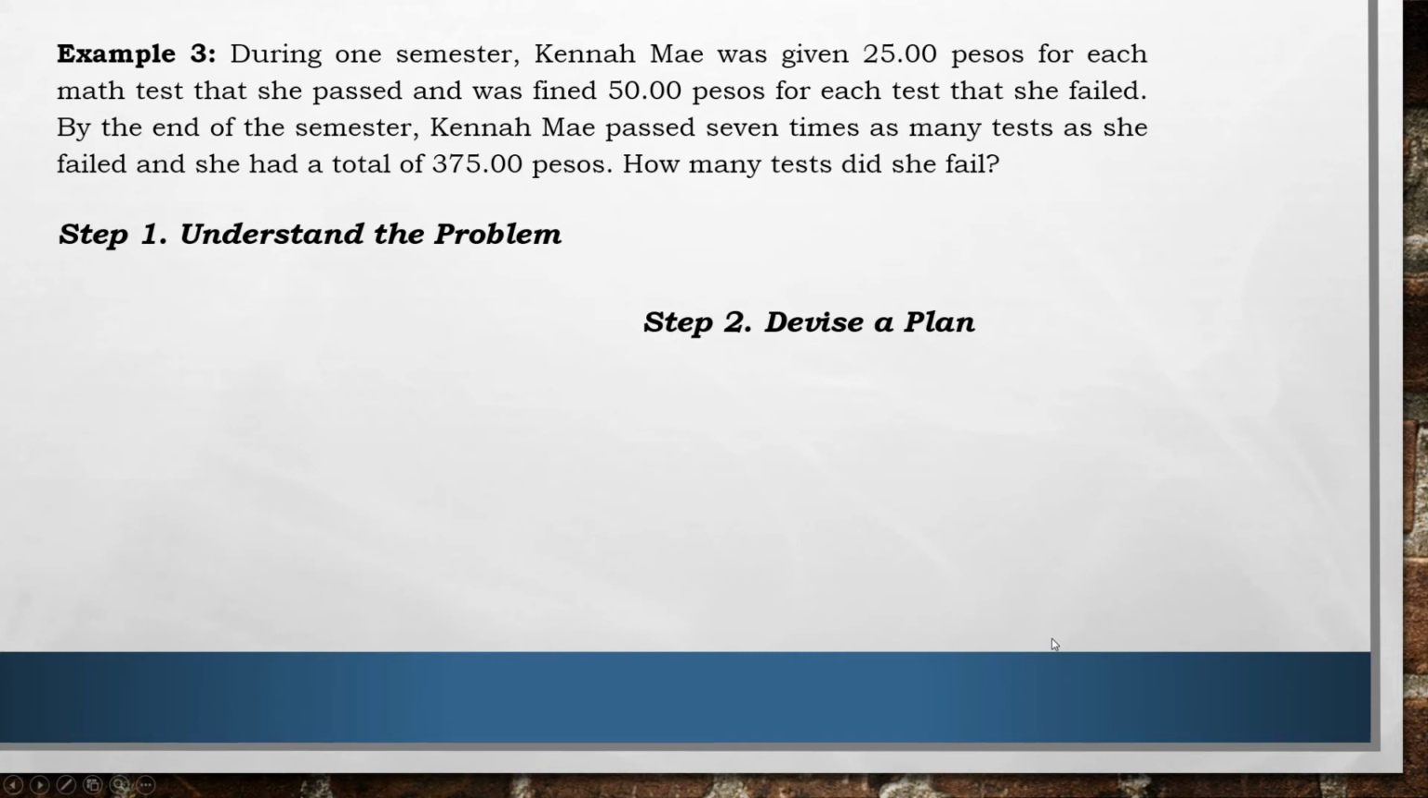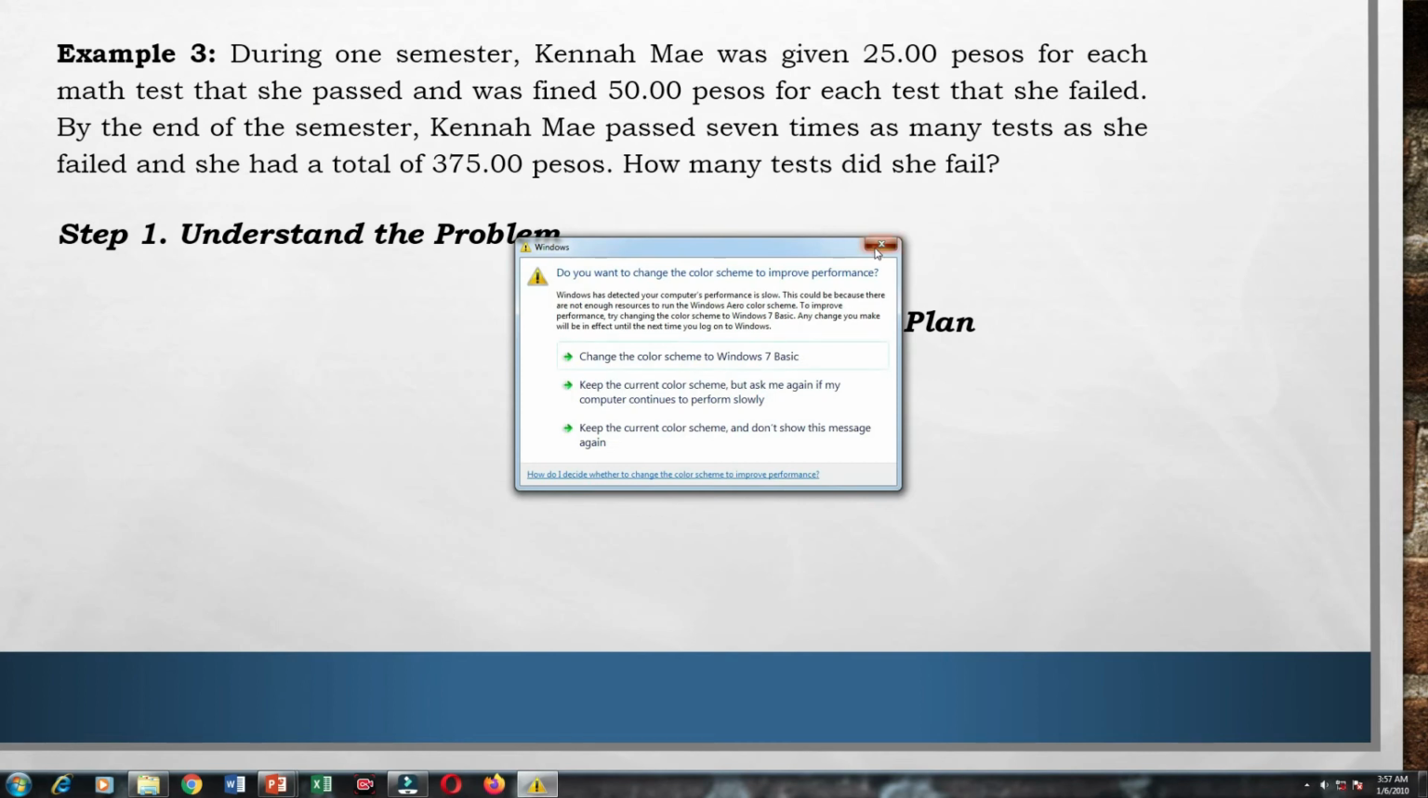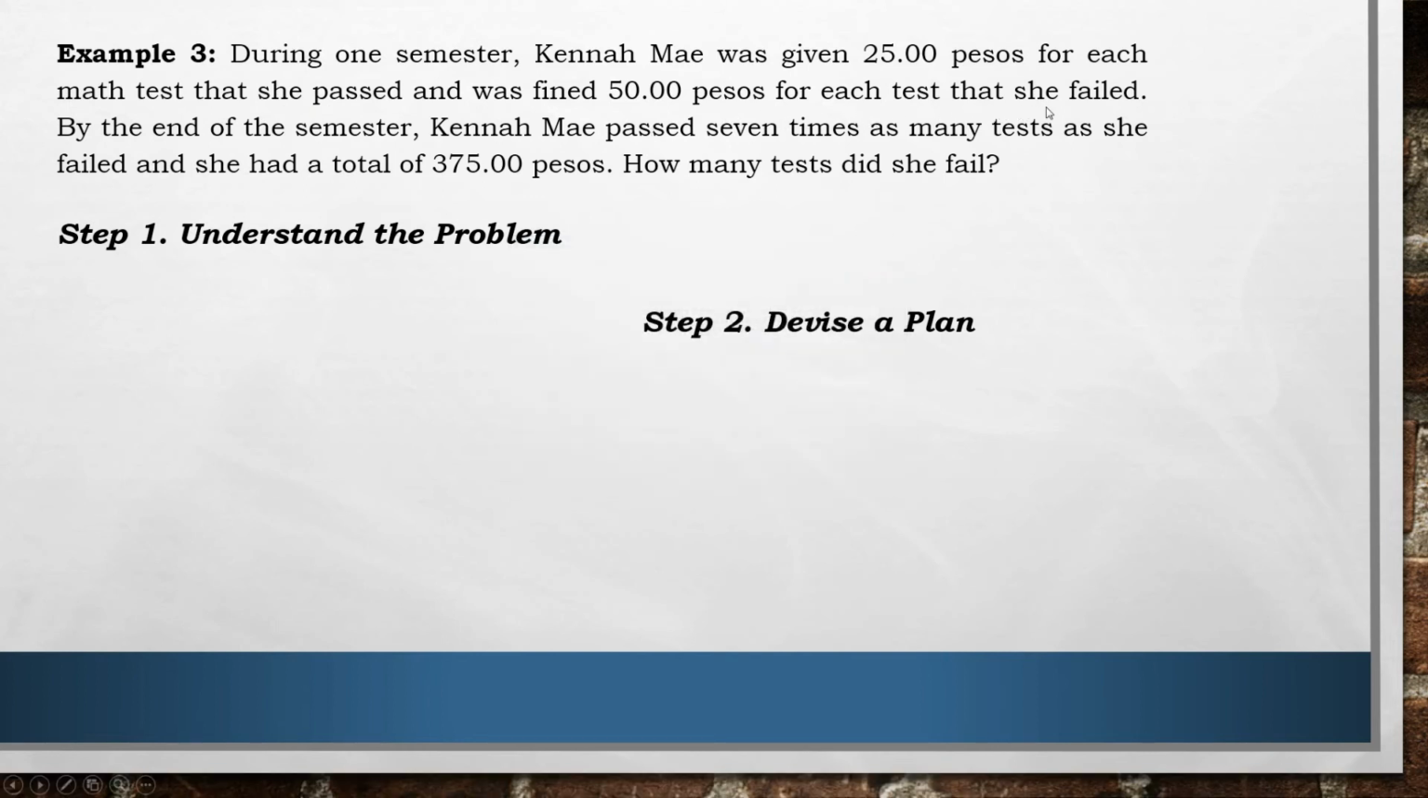Next problem. During one semester, Kenna May was given 25 pesos for each math test that she passed and was fined 50 pesos for each test that she failed. By the end of the semester, Kenna May passed 7 times as many tests as she failed, and she had a total of 375 pesos. How many tests did she fail? So in this case, if Kenna May passes a given exam, she will receive 25 pesos. But if one exam turned out to be failed, she needs to pay 50 pesos.